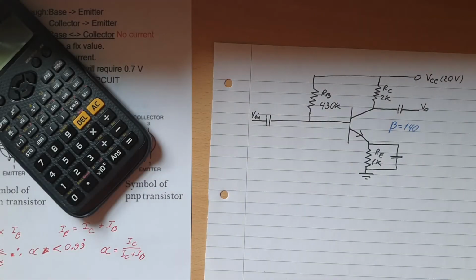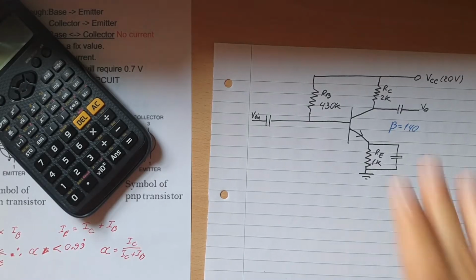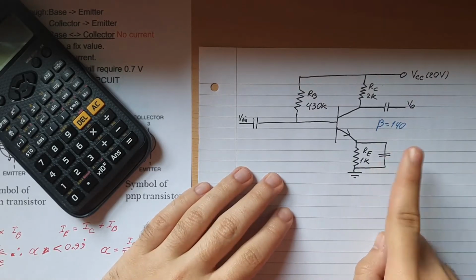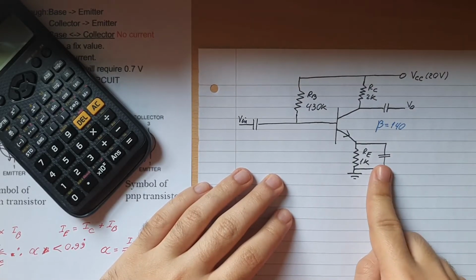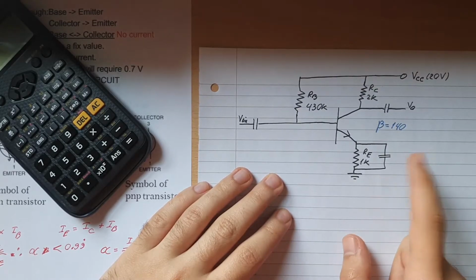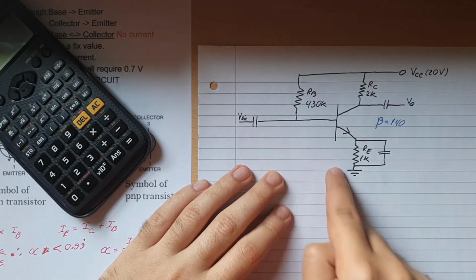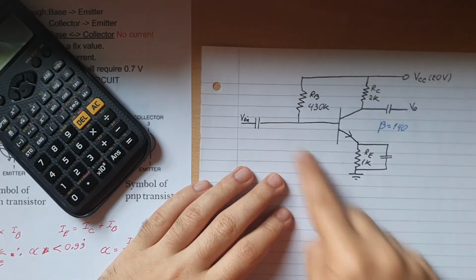Now let's go to the next exercise. That was very similar to the previous one. Okay, so in this one we have a capacitor in here, but this capacitor won't do anything, and we also have two capacitors that don't do anything either. So mostly we'll focus on this part here.